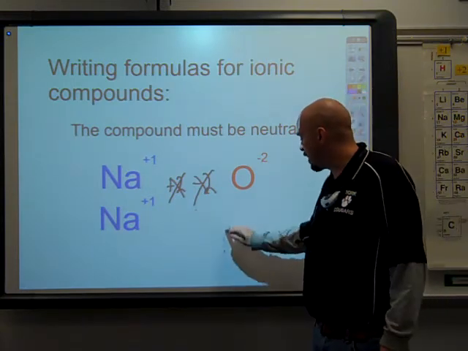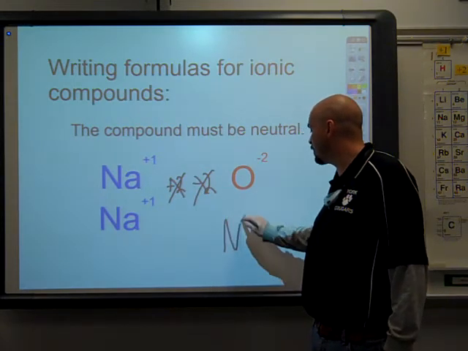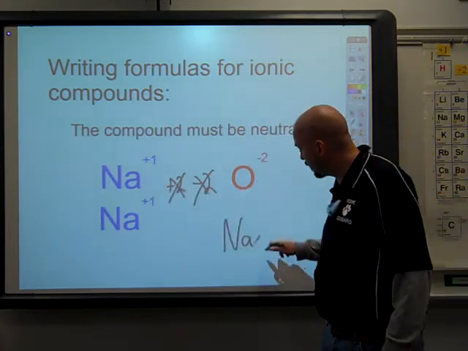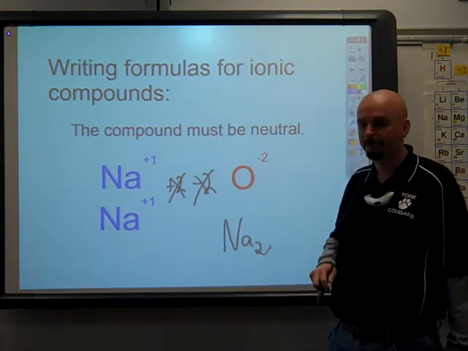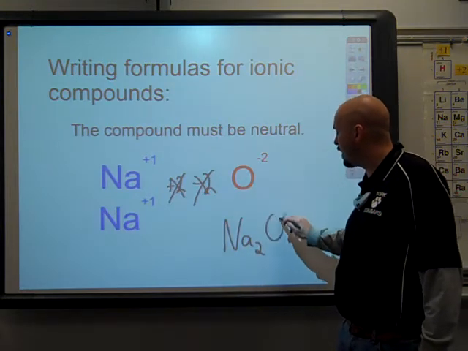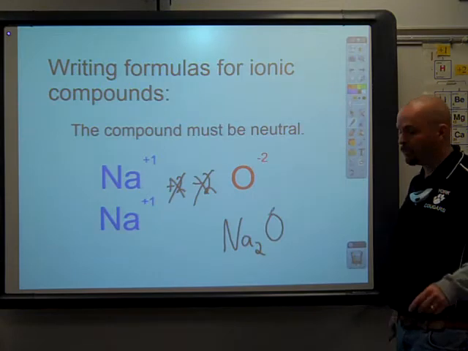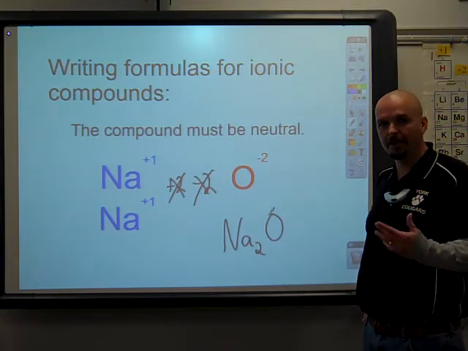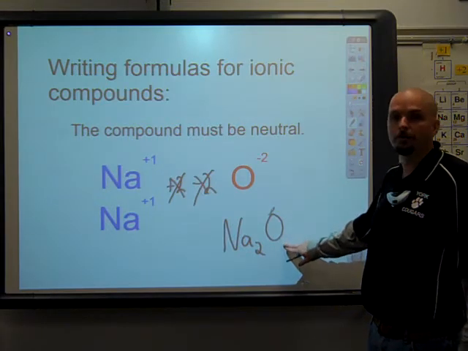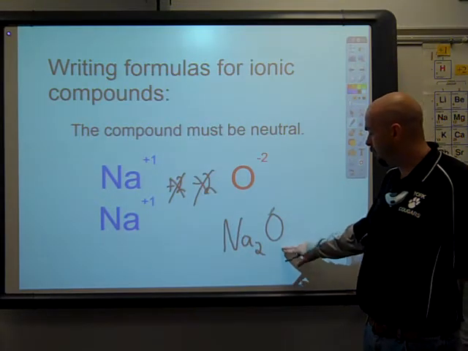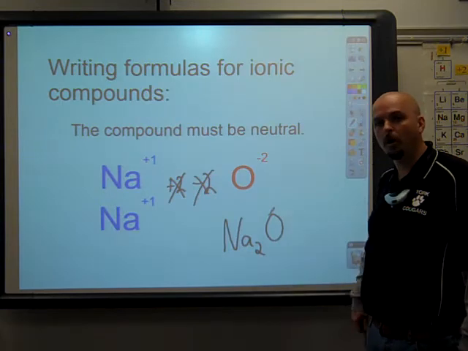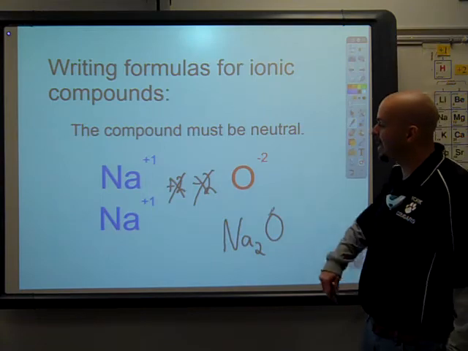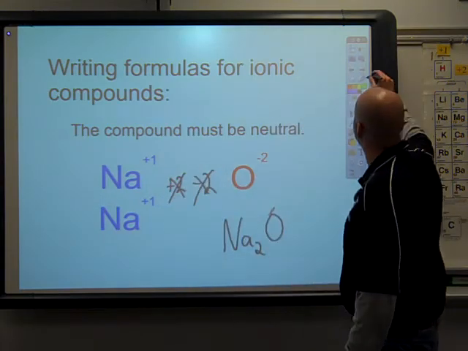To write this formula, I write the symbol of my metal first, Na. There are 2 of them, so I put that subscript 2. Then I write the symbol for my nonmetal. There's only 1, so I leave this blank. It's like H2O. You know there's 1 oxygen, even though there's not a 1 there. Na2O would be the formula for this compound if sodium and oxygen were to combine together. And again, it's about making these charges cancel out.